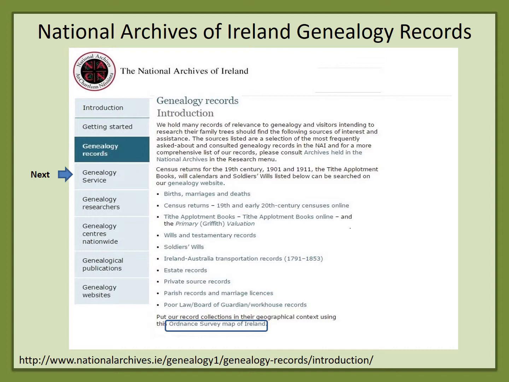This introduction lists the record sets found in the Archive's genealogy record collection and provides links to the genealogy website and the individual record collection sites. We will visit and review in detail each of those collections shortly. A link at the bottom of the page takes you to an Ordnance Survey map of Ireland's counties. The next link takes us to a description of the Archive's genealogy service offerings.